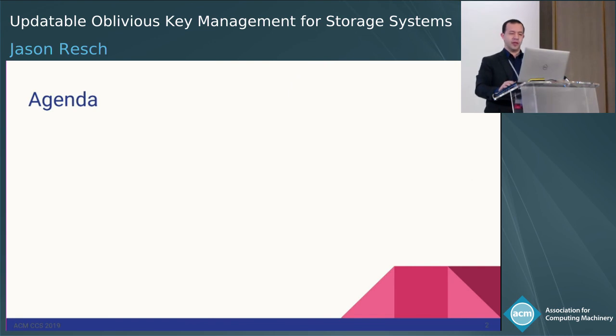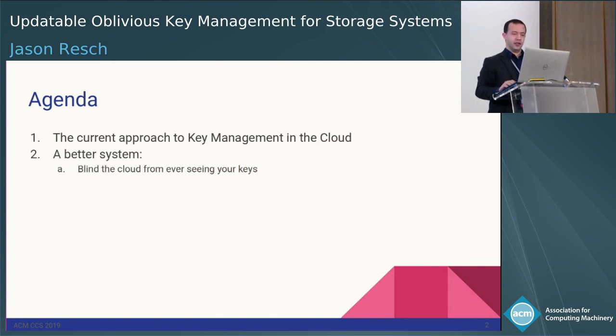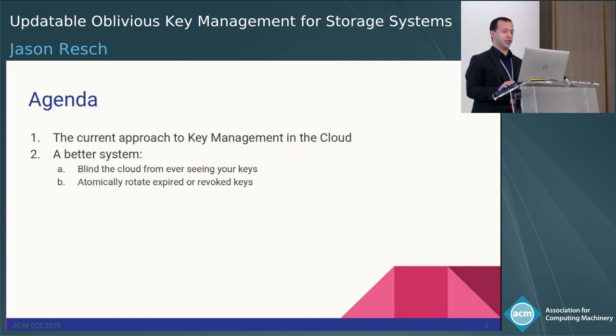We'll start by reviewing the existing approach used by all of the major cloud services. Next, we'll see how with a little cryptography, this could be done in a much better way, where the cloud doesn't see the keys that it manages, where rotation is atomic and nearly instantaneous, and where it can even be engineered to be resilient against hacks.